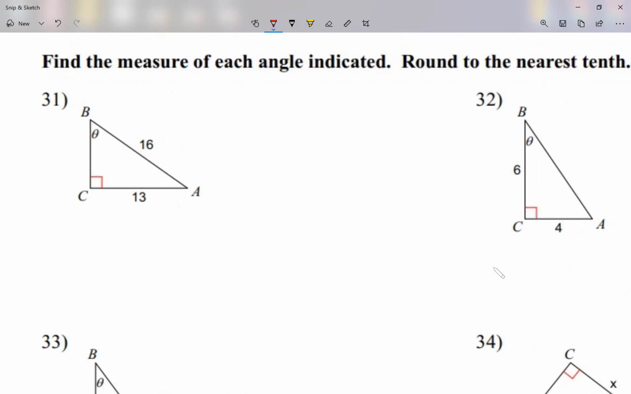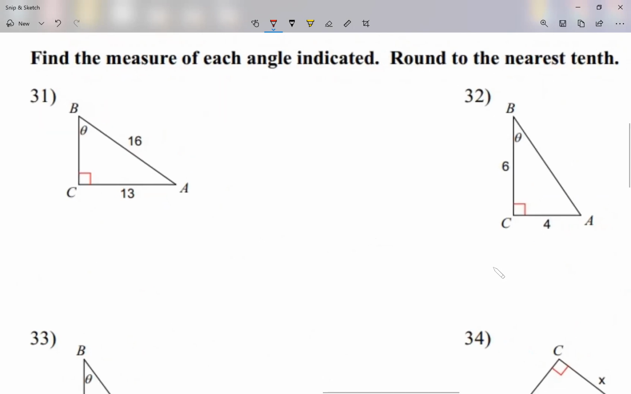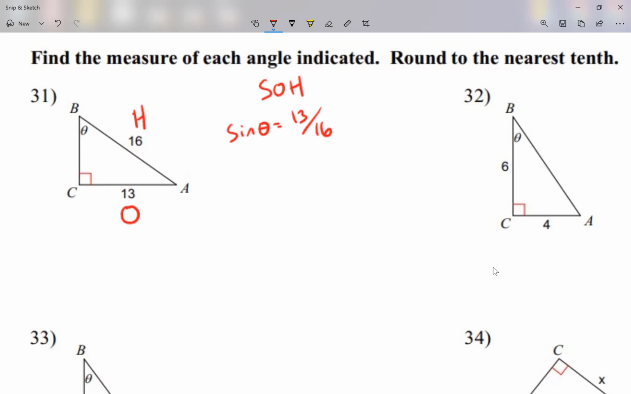That theta, I don't know what it is. I'm solving for that one. I do know that 16 is the hypotenuse and 13 is the opposite. Remember, you gotta use the acronym SOHCAHTOA. So I'm gonna use SO, which stands for sine of theta, is equal to 13 over 16. So that means theta, which is what I'm solving for, is equal to sine inverse of 13 over 16.